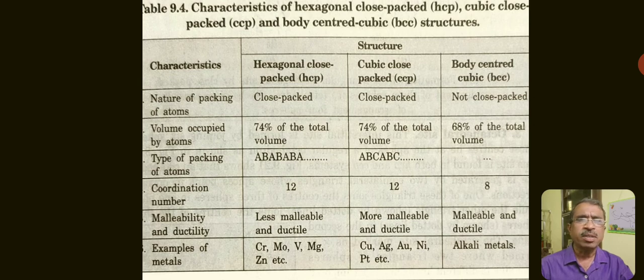The examples of metals having hexagonal close packed structure are chromium, molybdenum, vanadium, magnesium, zinc, etc. The metals having cubic close packed structure are copper, silver, gold, nickel, platinum, etc. And the metals having the body centered cubic lattice are all alkali metals.